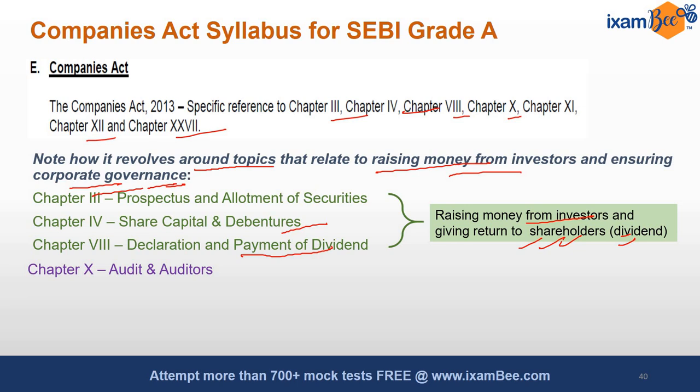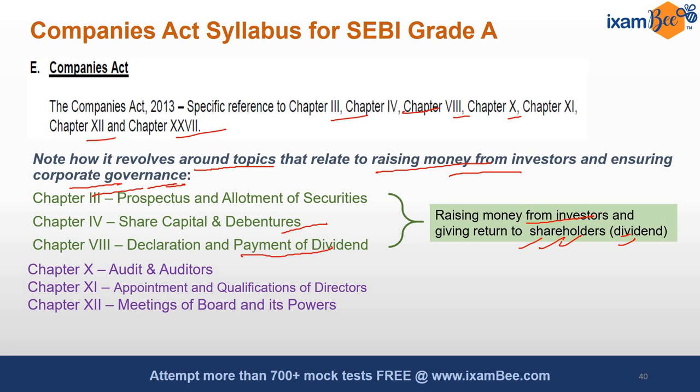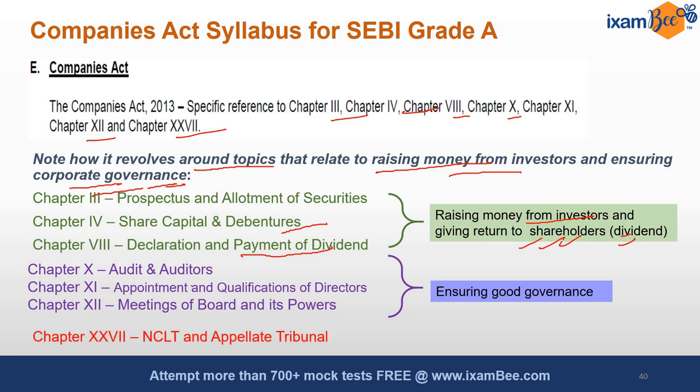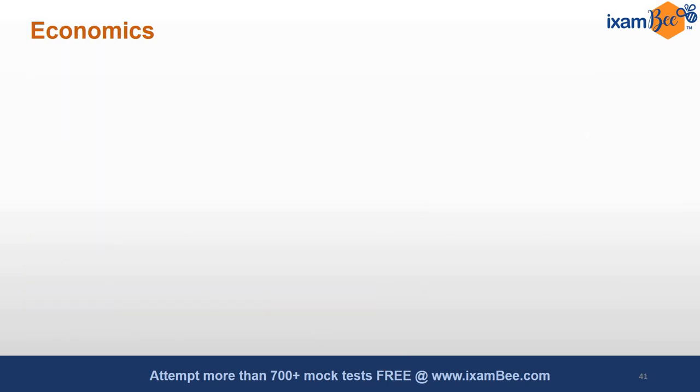So chapter 10, audit and auditors, 11, appointment and qualifications of directors, and 12, meetings of the board and its powers are related to corporate governance. These are important distinctions between these chapters, and when you are reading them, focus on corporate governance and raising money with all transparency, protecting the interest of the investors. The 27th one is NCLT and appellate tribunal. The process in case of a dispute, how it has to be addressed, is to be studied here. Legal framework for companies, how a company is constituted, all that also you have to study.